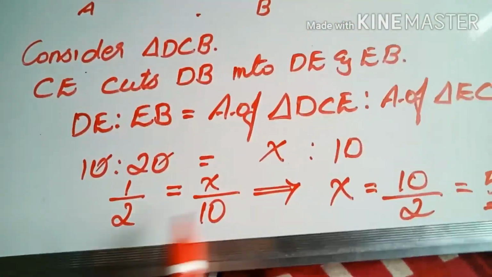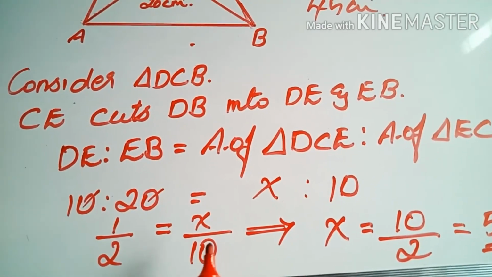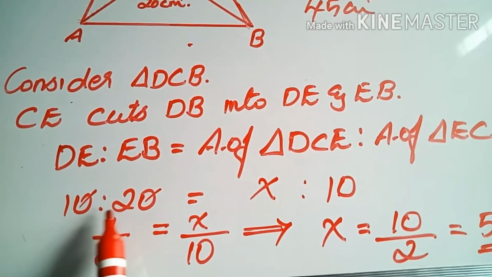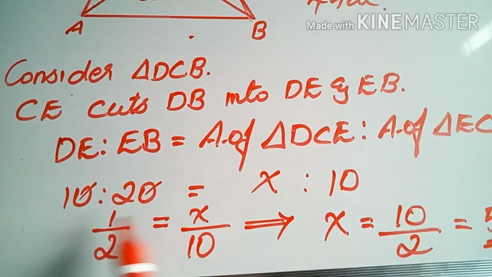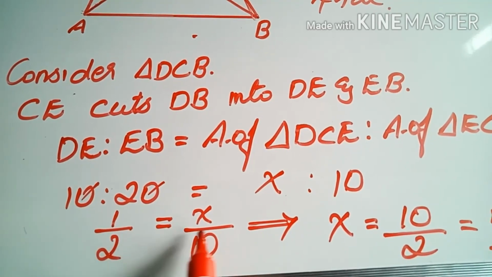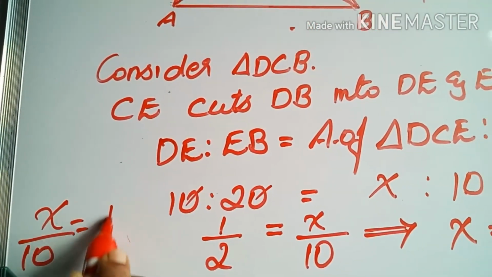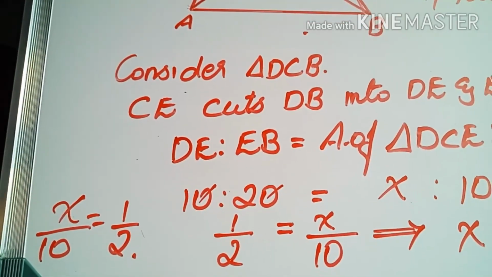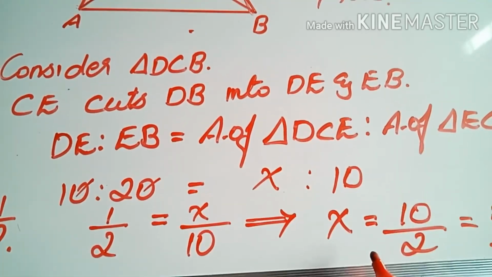Okay, understand these steps properly, otherwise you won't get the idea. Okay, 10, 1 is to 2. 1 is to 2 means it is 1 by 2. Now here just change the position. 1 by 2 is to X by 10 and X by 10 is to 1 by 2, both are correct. In order to avoid one more step, I just wrote it like this. Okay, hope you understand.